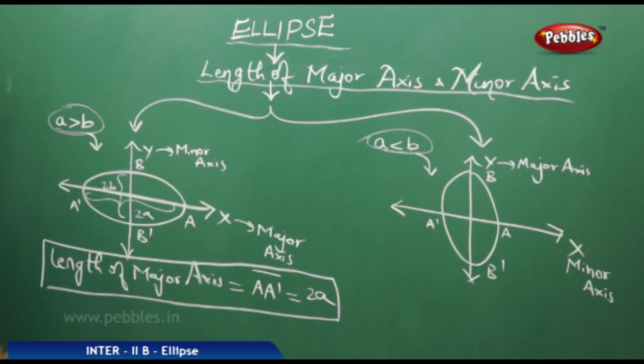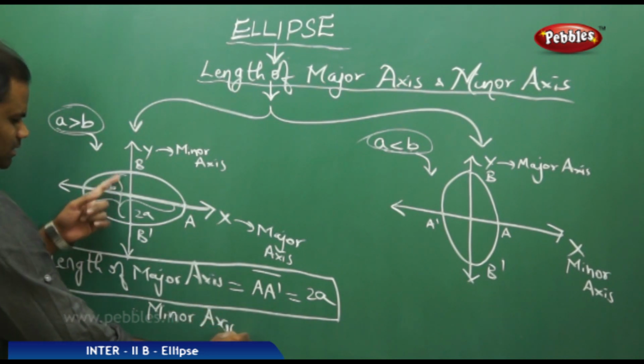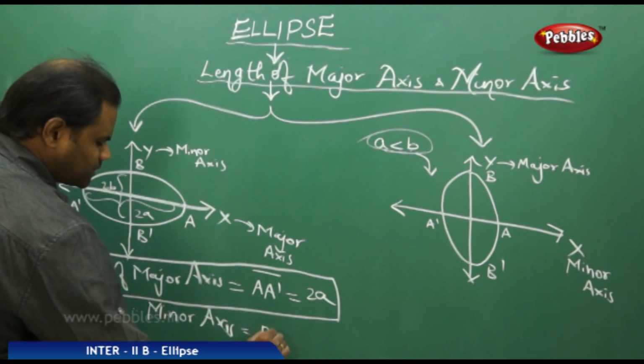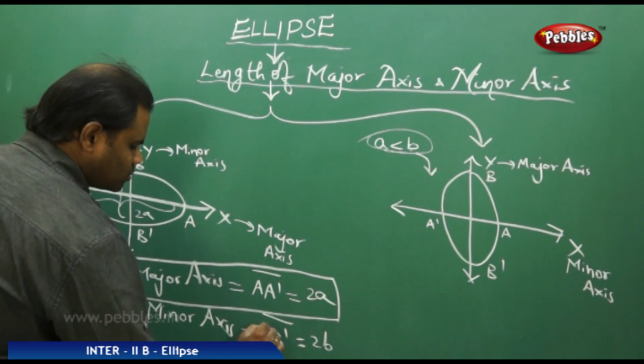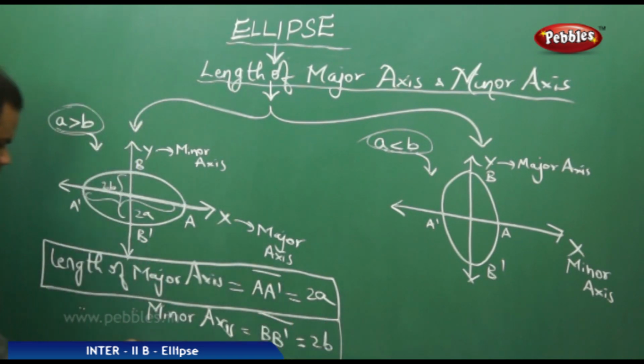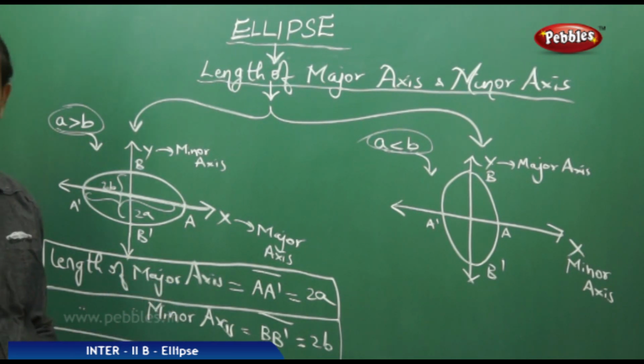It's 2a, and length of minor axis is bb dash, which is 2b, is what we get as major axis and minor axis.